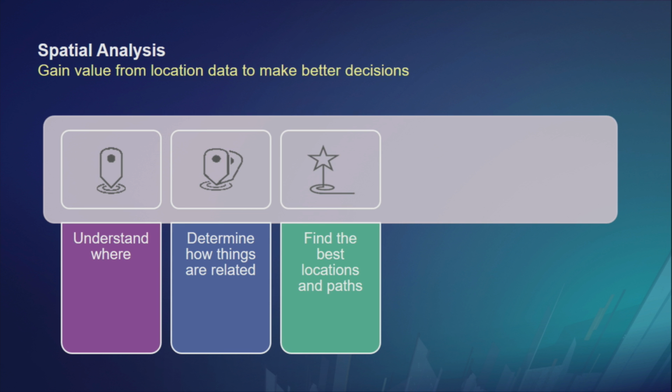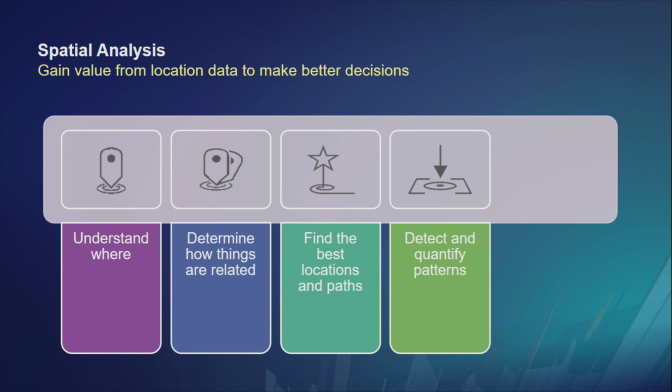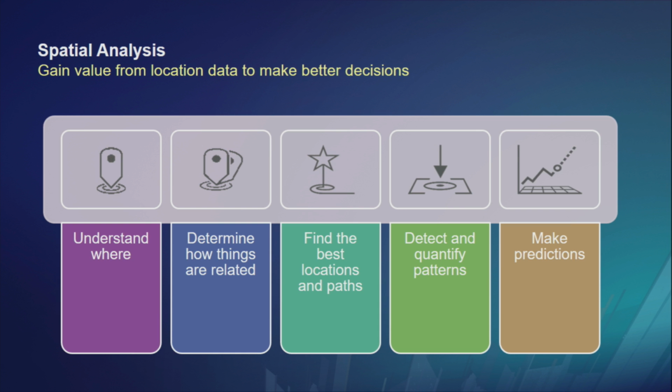Find the best locations and paths. It is very self-explanatory. This is probably the most classic problem that spatial analysis helps to solve. Detect and quantify patterns. This is about spatial distribution. Find clusters in your spatial data, identify hotspots, cold spots, and outliers, and also understand how the spatial pattern changes over time. Finally, make predictions. This is to use advanced modeling techniques such as statistics and machine learning algorithms to forecast future events based on the data we currently have.